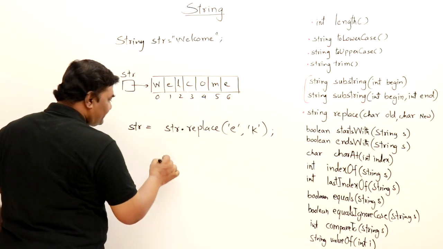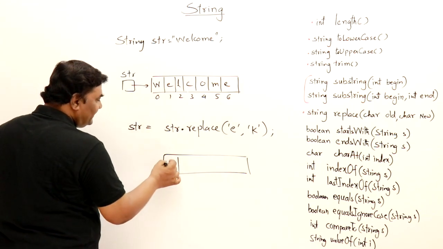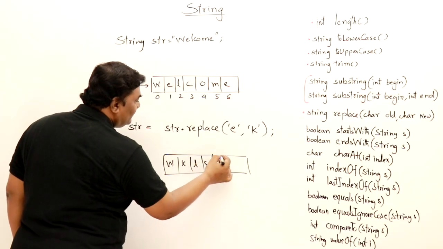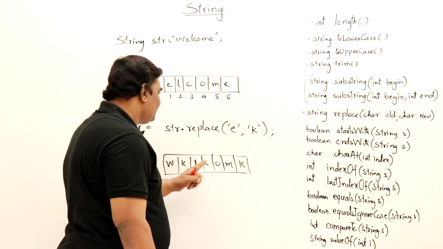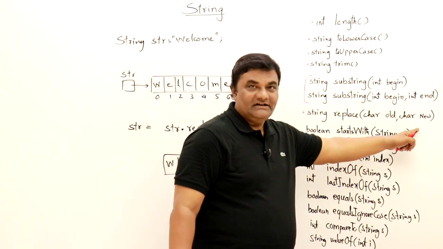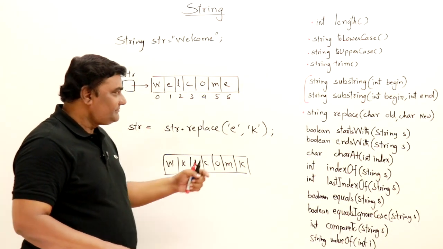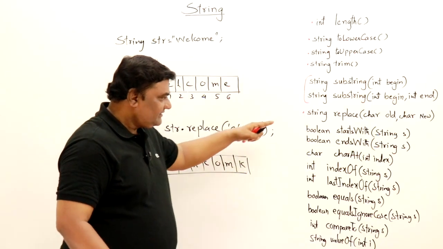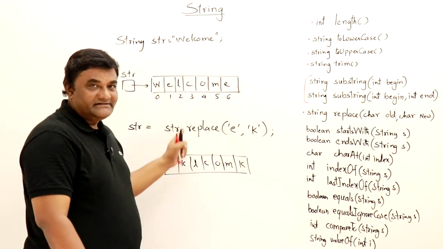Okay, so what will be the new string? Every letter E will be modified to K. So it will be W, K, L, C, O, and then M and K. So all E's will be replaced with K's. So old letter with new letter. So you can replace the letters in a string. Again, after replacement, it gives a new string. It will not modify the same string. Now there are other methods. We'll look at them, that is startsWith and endsWith. I'll explain them together. I'll take another example and explain you.